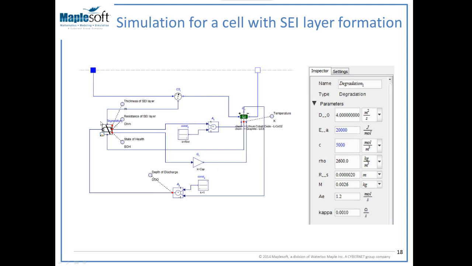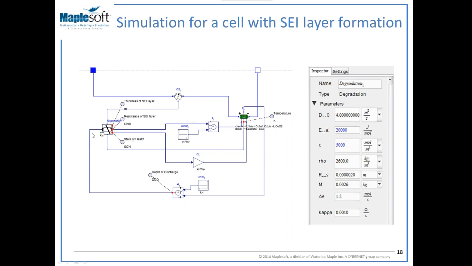On this slide, you can notice the component on the left-hand side describes the degradation of the lithium-ion battery, and it takes three inputs: the discharge current, the temperature of the battery, which is coming from the lithium-ion block in green color on the right-hand side, and the state of charge of the battery. The state of charge of the battery is then used to calculate the depth of discharge of the battery as well, and it is fed into the degradation component.